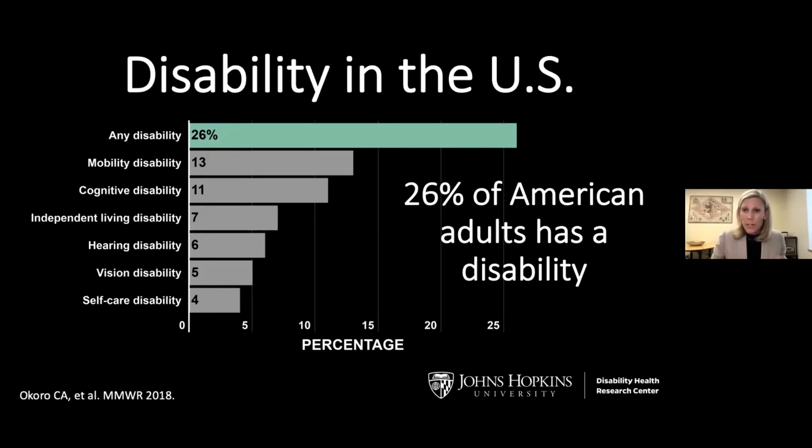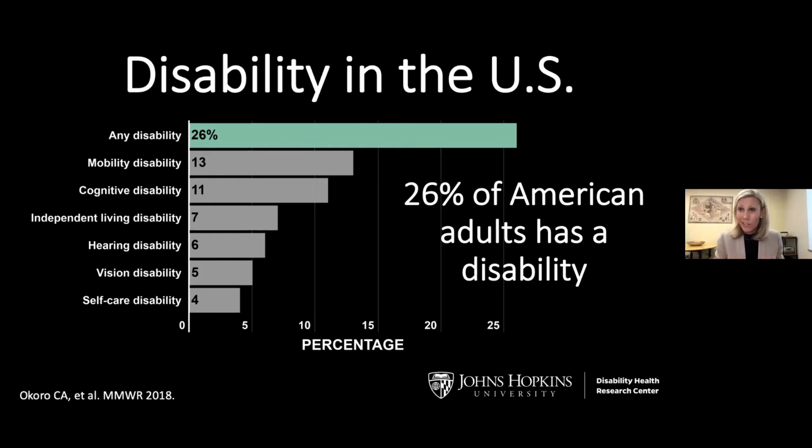I know that when I say disability, sometimes that means different things to different people. What I'm showing on this slide is a bar graph of the prevalence of disability. That 1 in 4 translates to 26% of American adults living in the community. I'm showing the breakdown by mobility disability, cognitive disability, independent living, hearing, and vision disabilities. But you can think about disability as any condition or impairment that impacts daily lives.